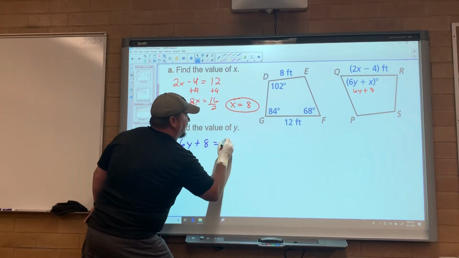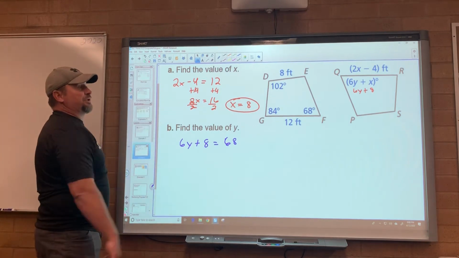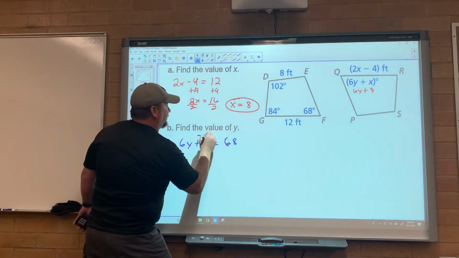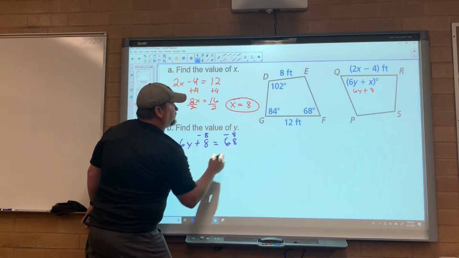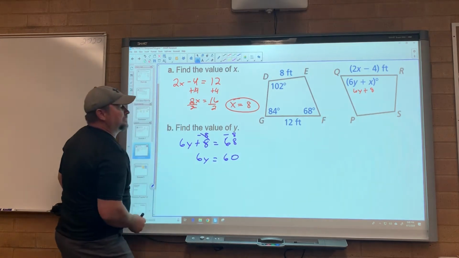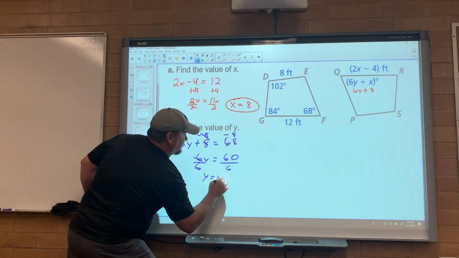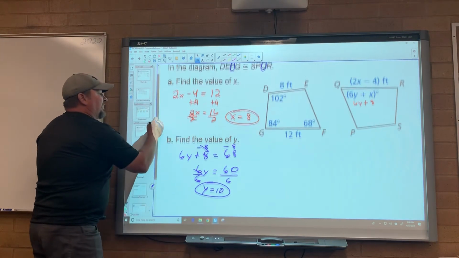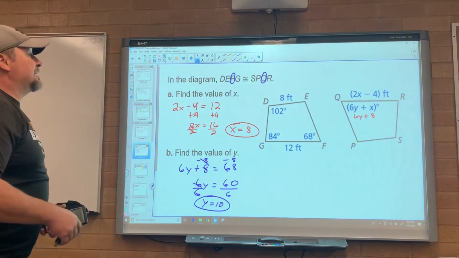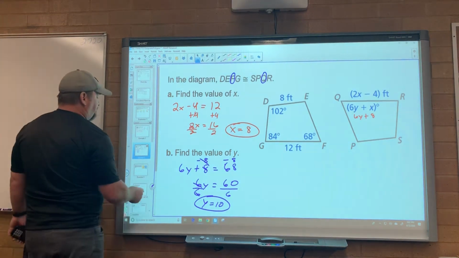And now, again, we have an equation with only one variable in it because we did substitution, and we can solve for our y value. So we'll subtract 8. 6y equals 60, and divide by 6, and y equals 10. And that is a way you can use congruent shapes to help us solve for equations or solve for missing variables.